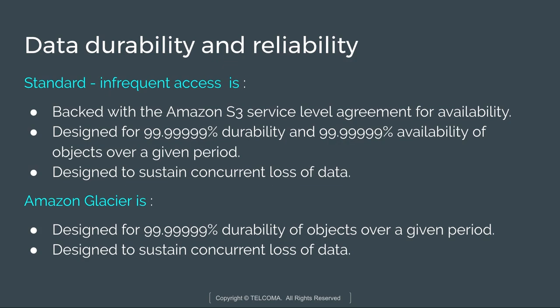So this is basically designed to sustain concurrent loss of data. Standard IA is basically designed for 99.99% durability and availability of objects. Next we have Amazon Glacier. This is also designed for the same durability of objects. So these are designed to sustain the concurrent loss of data.